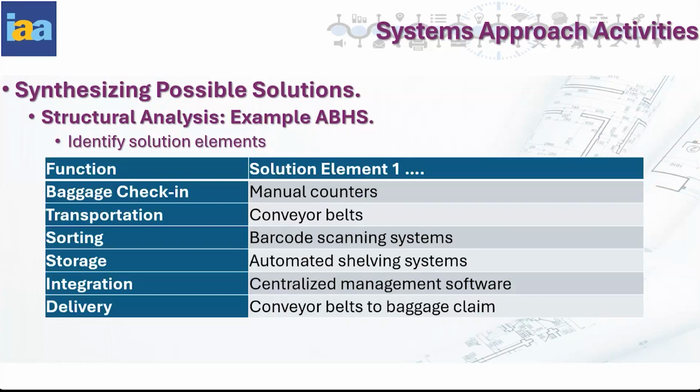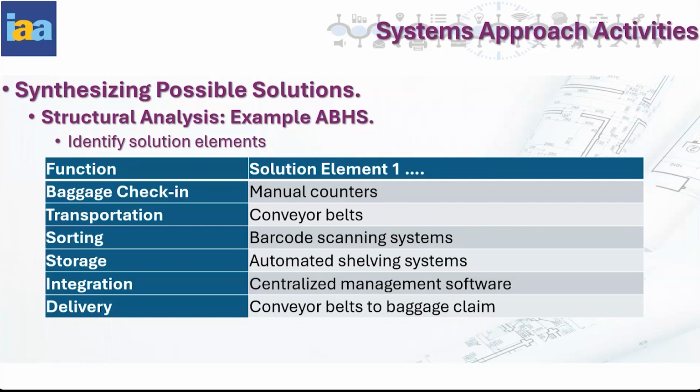Now you identify certain functions. Then we have to identify so many solution elements. It can be so many solution elements. I am giving only one example. For example, baggage checking: manual counters. The second solution can be an intelligent system with a kiosk, self baggage drop. That is also available in many airports. Like this, you can identify different solutions for each function.